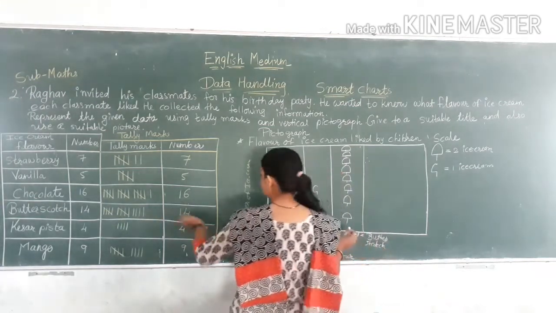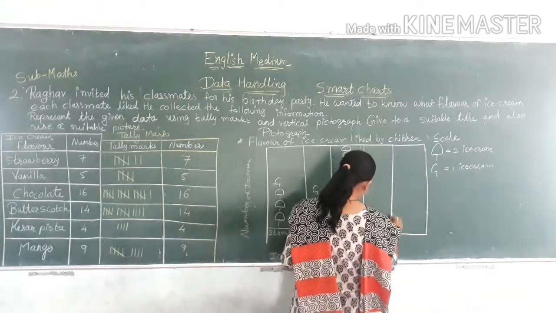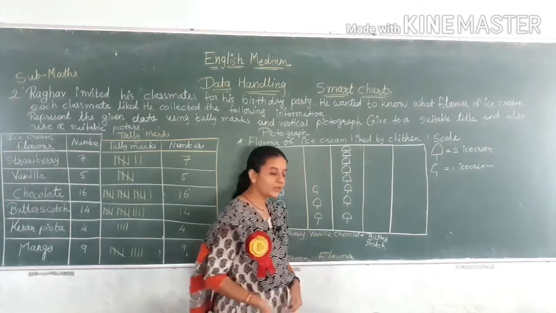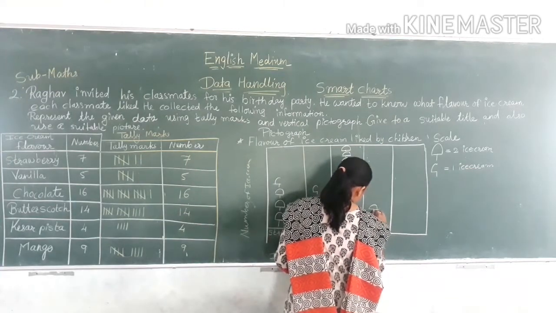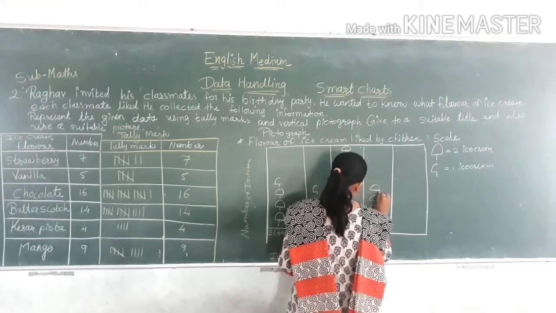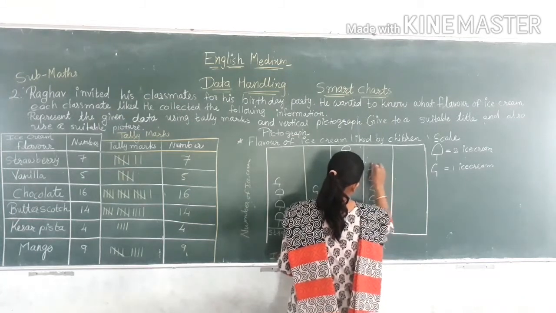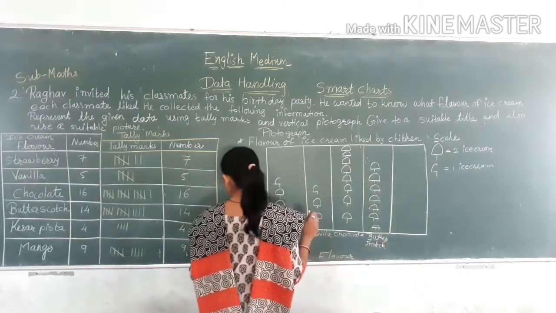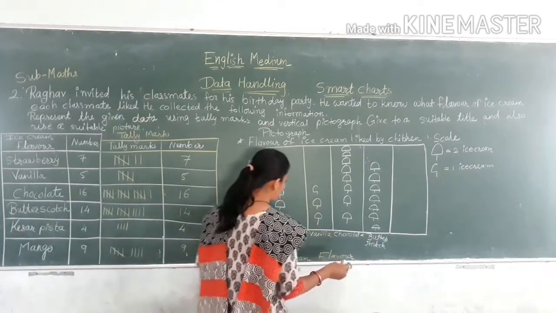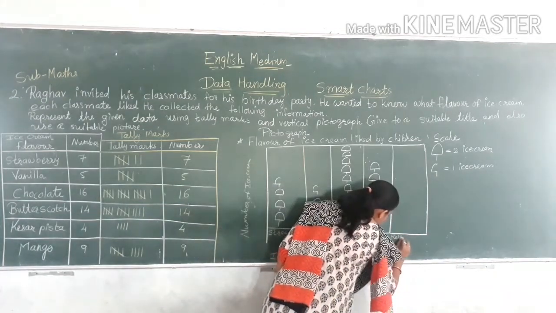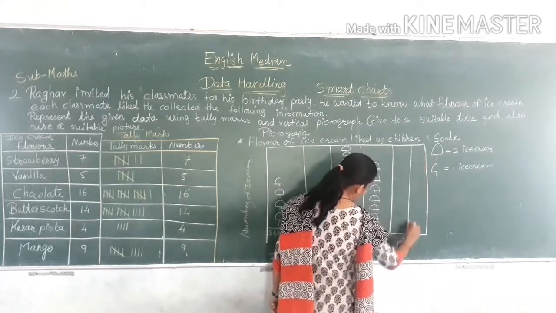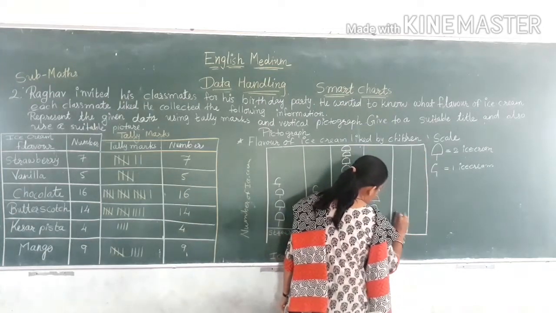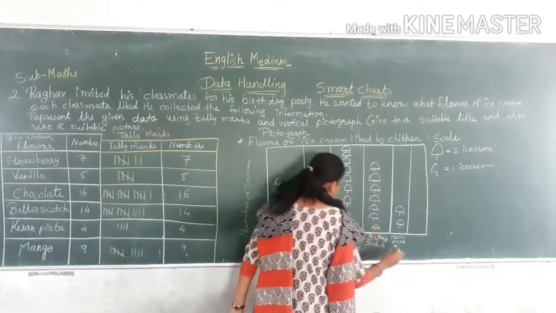How many butterscotch are there? 14. So we are making 7 candy. 7 2s are 14. So 1, 2, 3, 4, 5, 6 and 7 candy. Kesar pista. So kesar pista 4. So we are making 2 candy only. 2 2s are 4. Then mango.